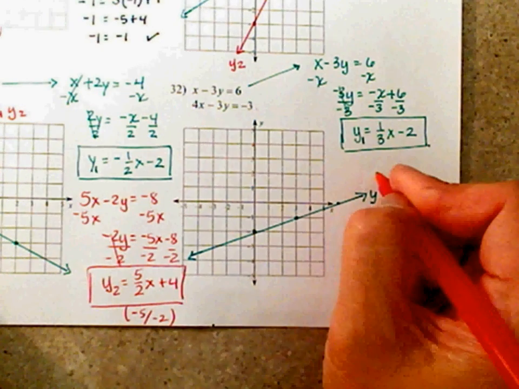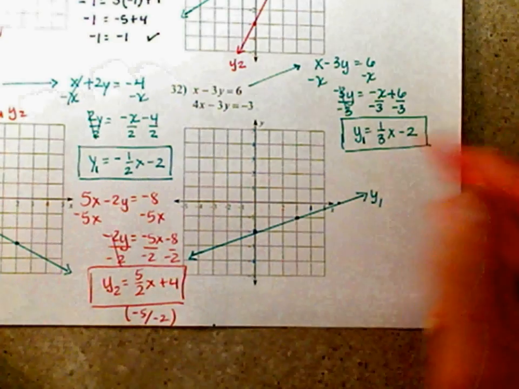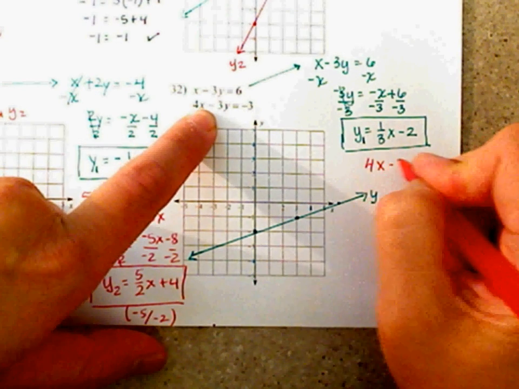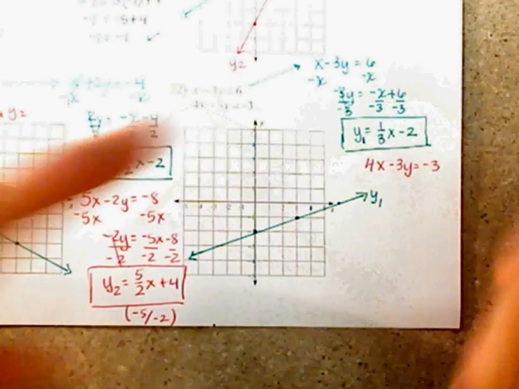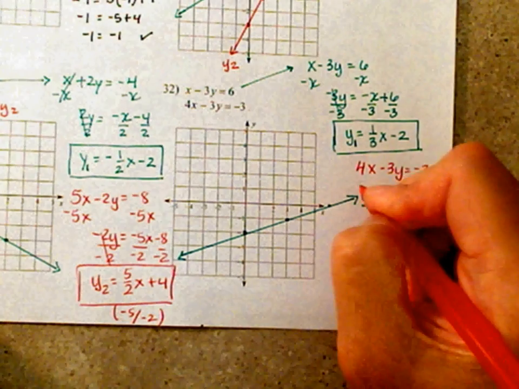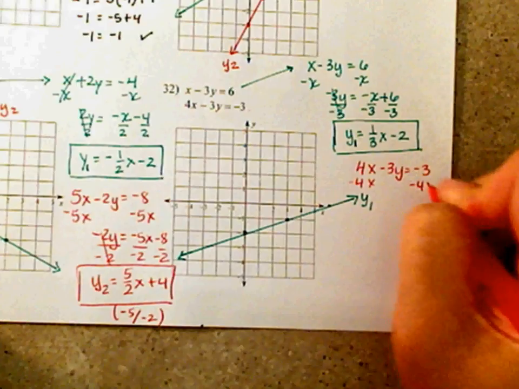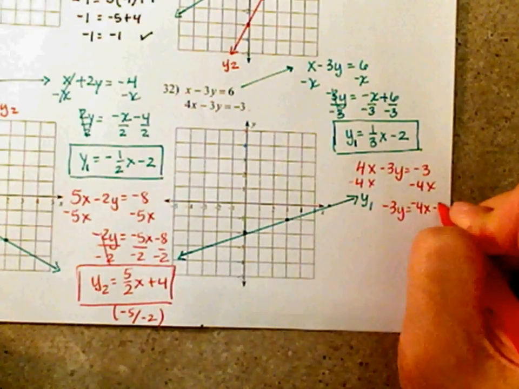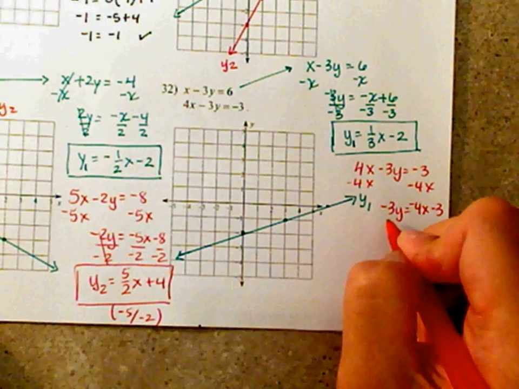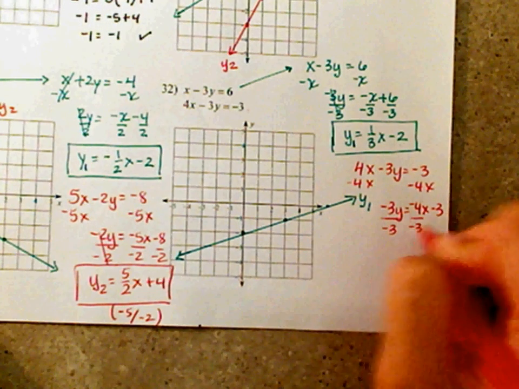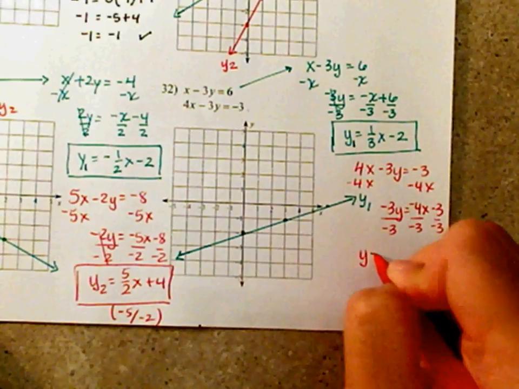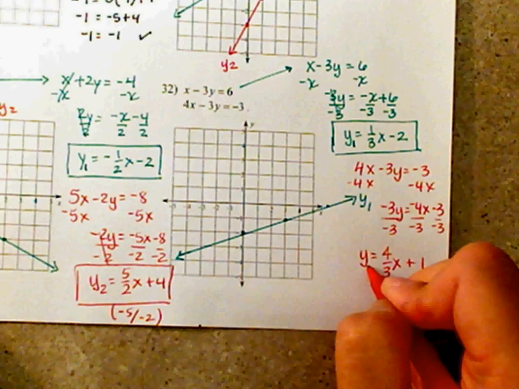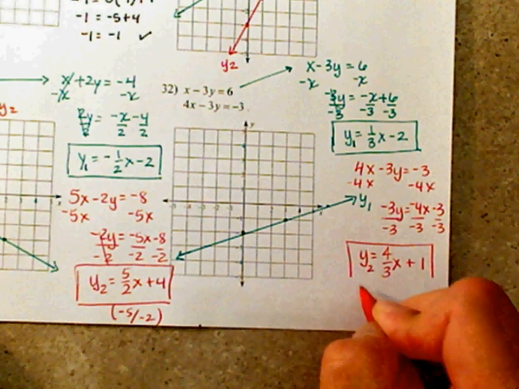Okay? Just like I didn't have room there, I don't have room there either. So I'm going to do it right here. 4x minus 3y is equal to negative 3. Solve for y. Minus 4x, minus 4x. So negative 3y is negative 4x minus 3. Divide every one of them by negative 3. So you have y is equal to 4 over 3x plus 1. Call that one y2. That's not a square. That's just me naming it.